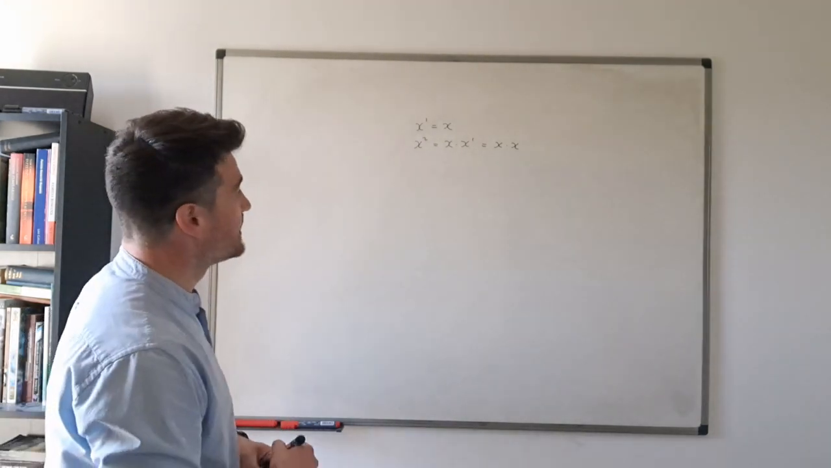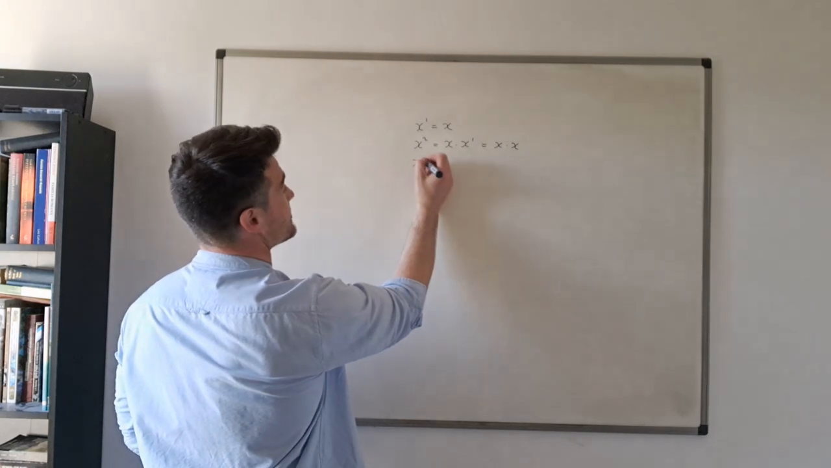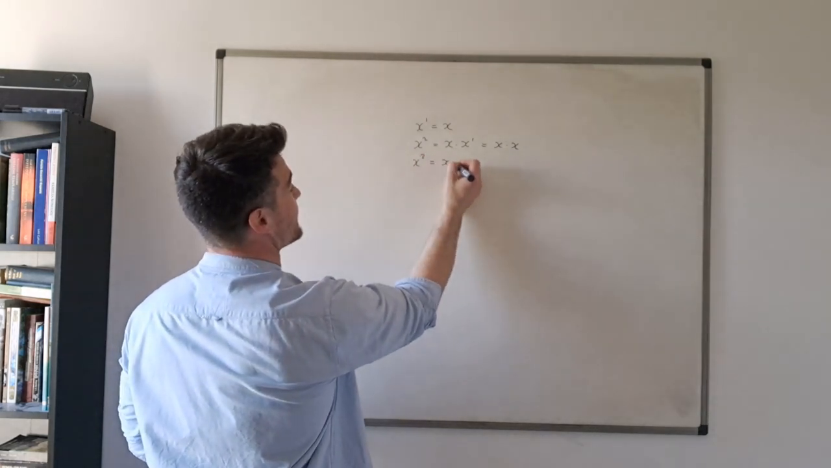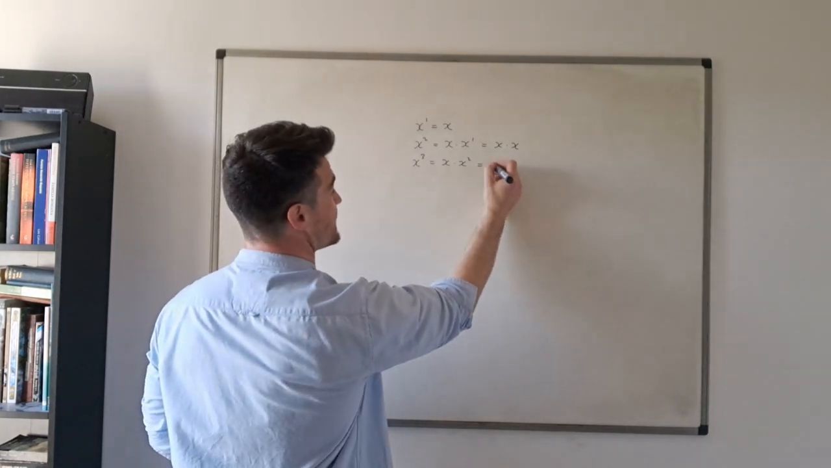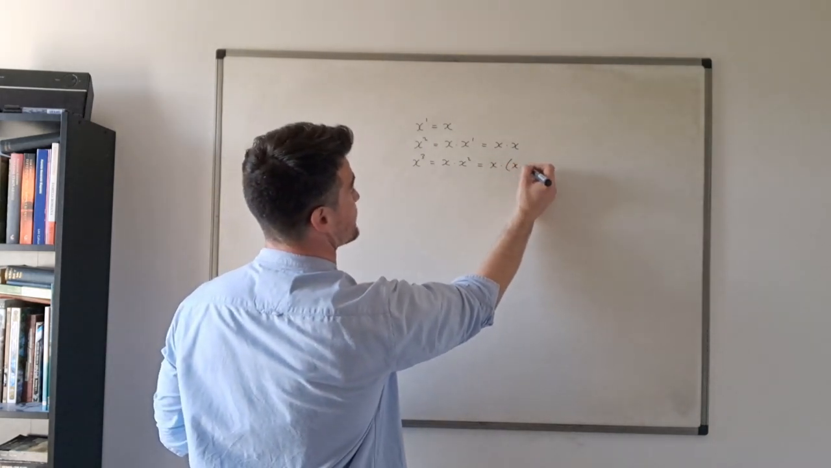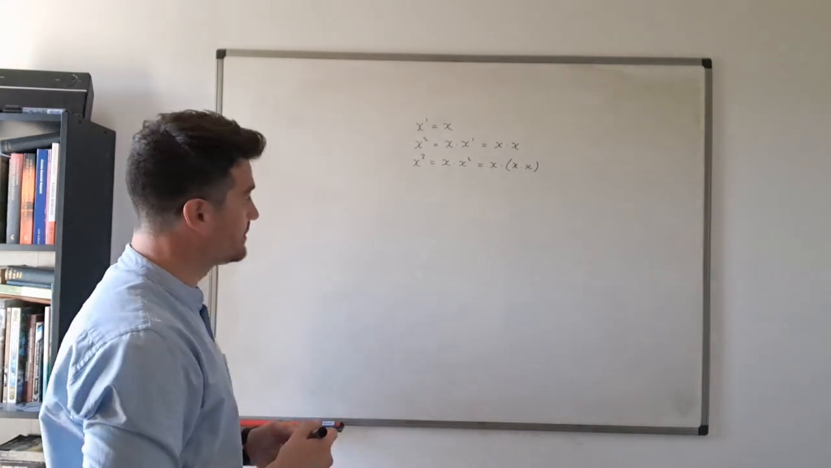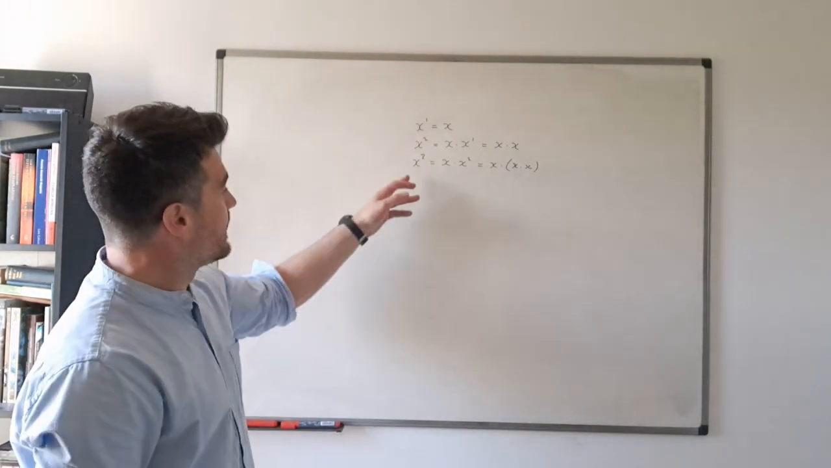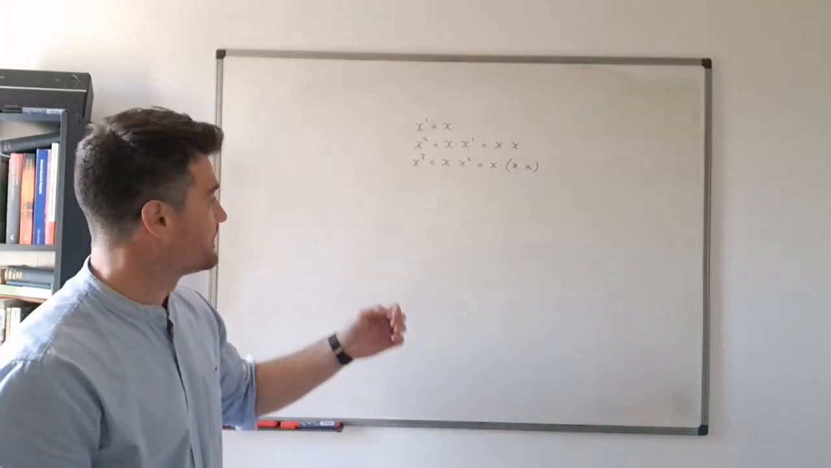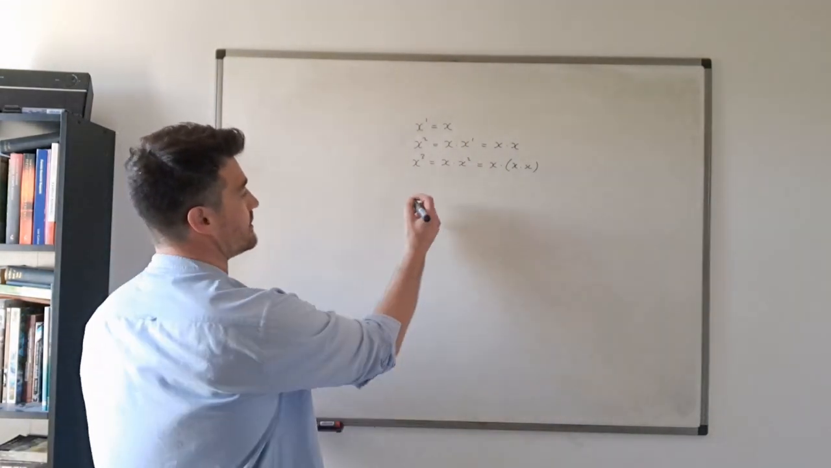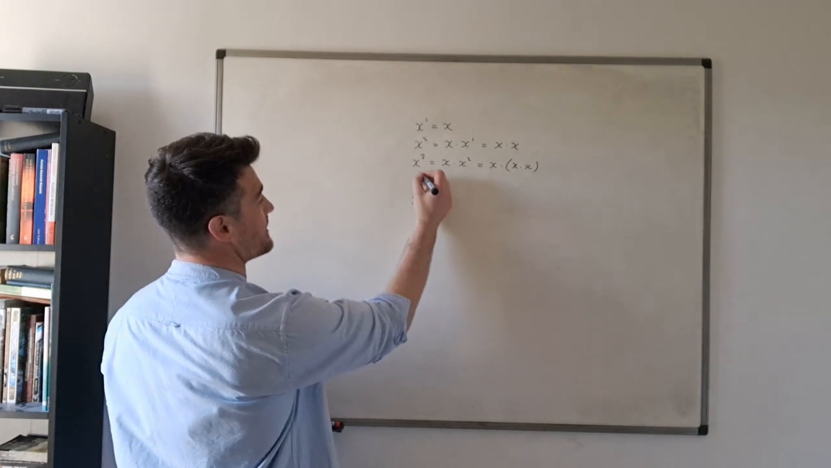Okay? So once we've got that, then we can move on to x cubed. And we get x times x squared as our definition for this, which of course is equal to x times x times x. Okay, so what we're going for here is kind of an inductive definition of x to the power of n.